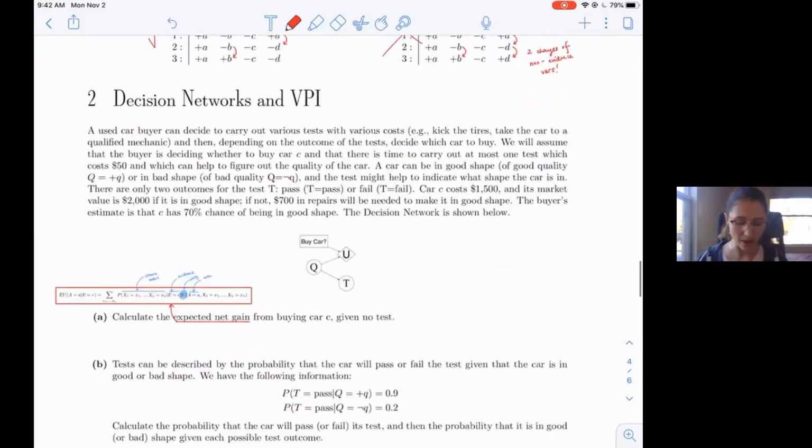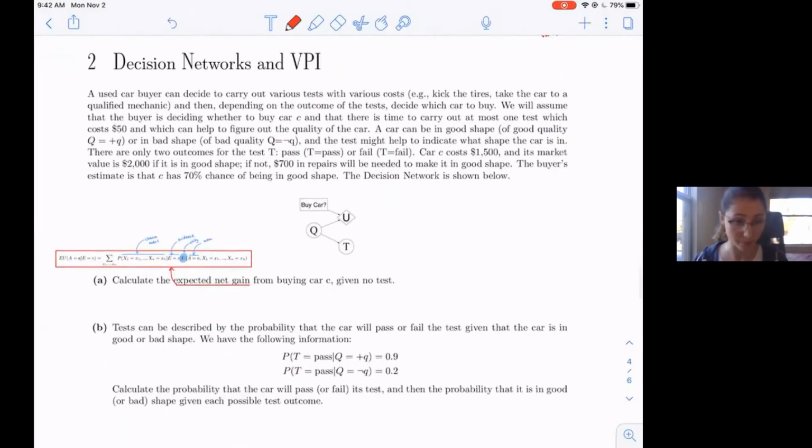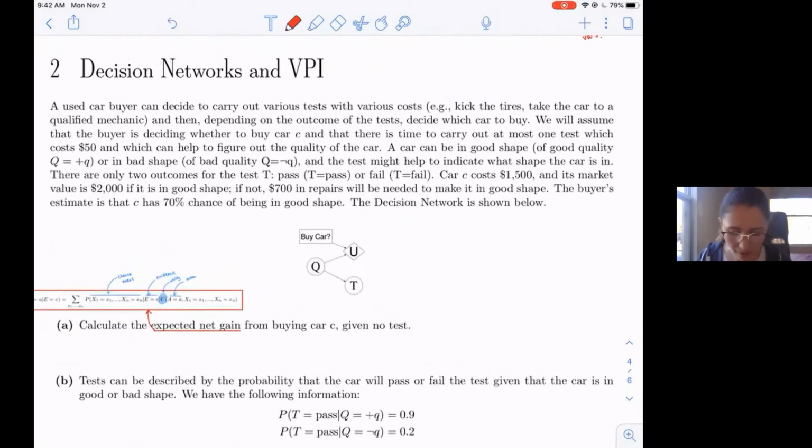Let's take a look now at decision networks and the value of perfect information. So here we're told that a used car buyer can decide to carry out various tests with various costs. Depending on the outcomes of the tests, they'll decide whether or not to buy that car. We're going to assume that the buyer is deciding whether to buy a car C, and that there is time to carry out at most one test, which costs $50 and can help figure out the quality of the car.